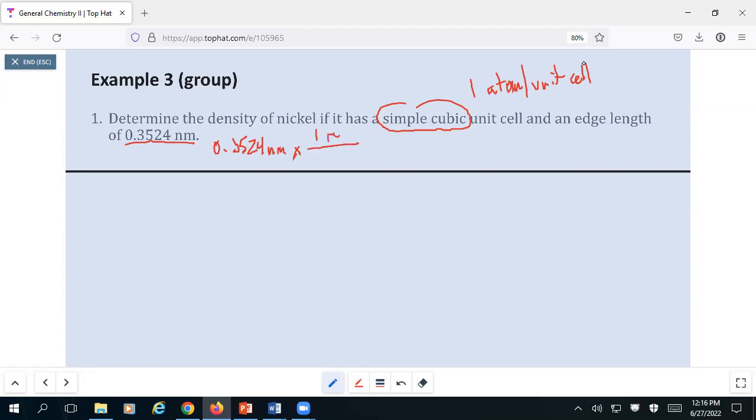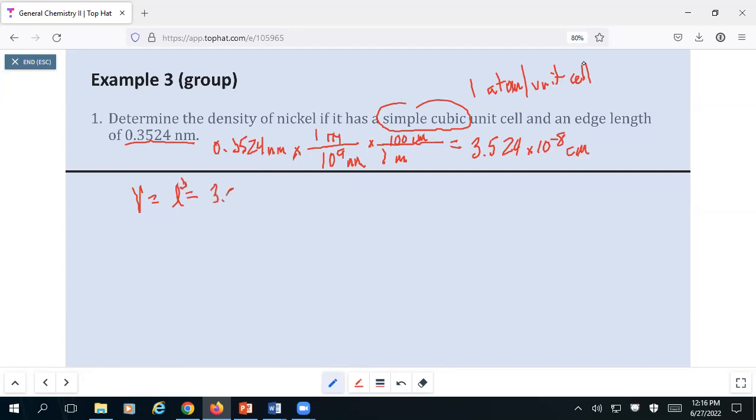Every meter has 10 to the 9th nanometers in it, and every meter has 100 centimeters in it. Some of you combine these two steps together, that's perfectly fine. If you know what you're doing, you can take shortcuts. So 0.3524 times 100 divided by 1 billion would give us 3.524 times 10 to the negative 8th centimeters.